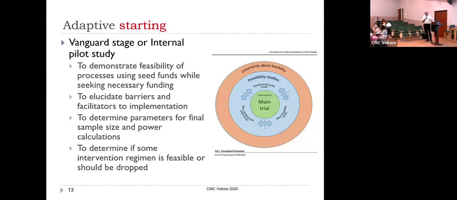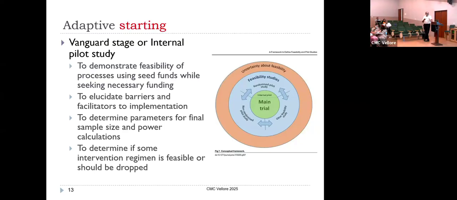So the main trial, I mean, there's uncertainty about feasibility. And so this is really a feasibility study, but it's not a separate pilot, because if you do a separate pilot, those patients cannot be used in the analysis of the main trial. So this internal pilot, then the patients are part of the main trial. And that's sort of the benefit of doing this early startup.